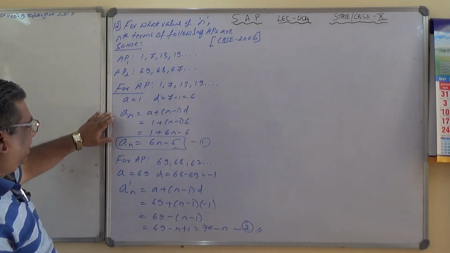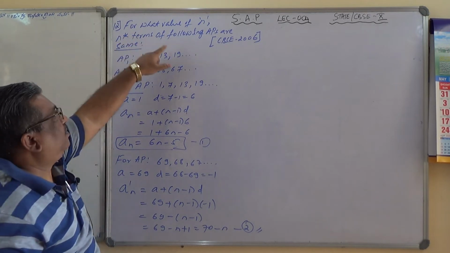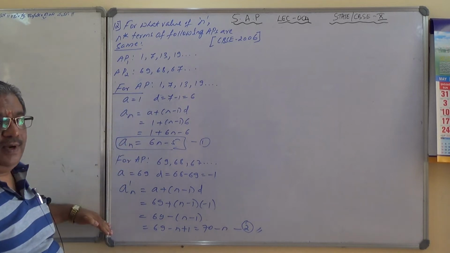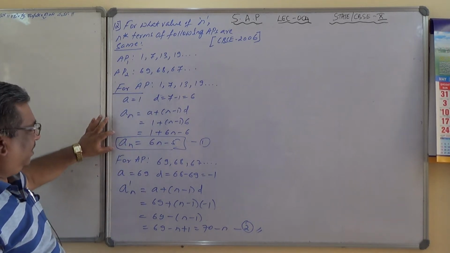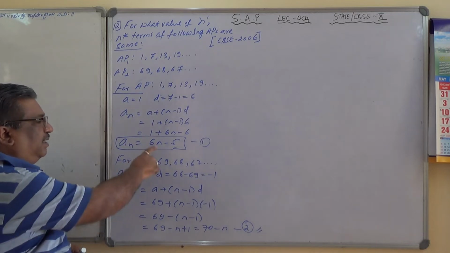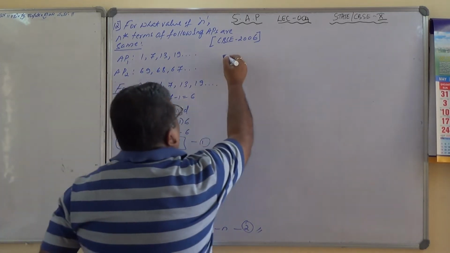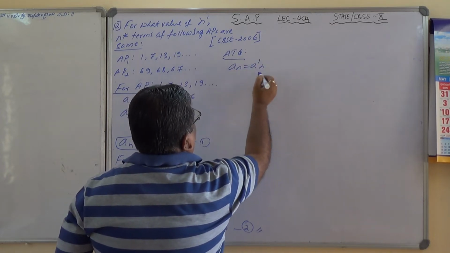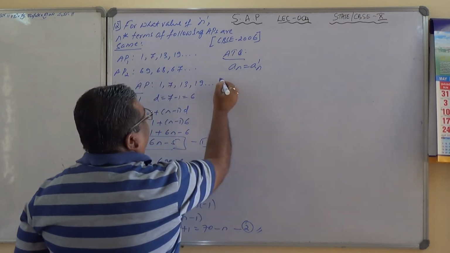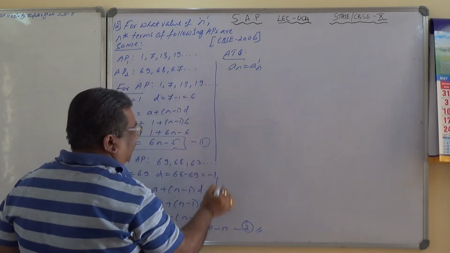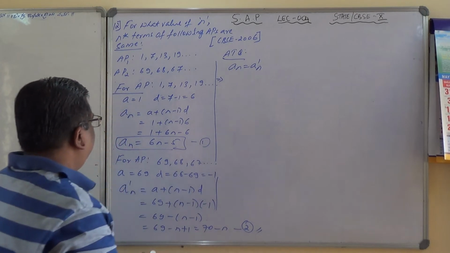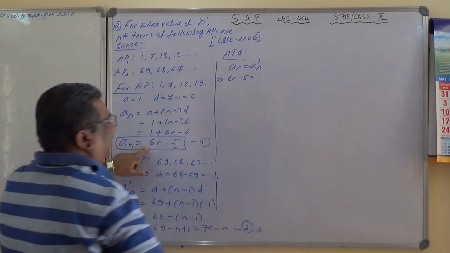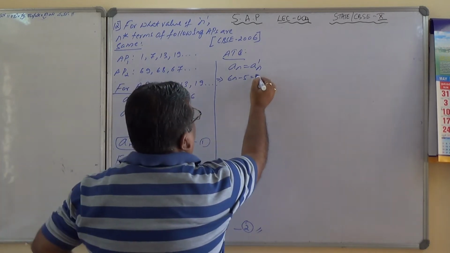Here we found out the n and relation. The question is, for what value of n are the nth terms of these two APs equal? So we have to equate these two in order to get n. According to the question, an equals a dash n. What is an here? 6n minus 5, and a dash n is 70 minus n.